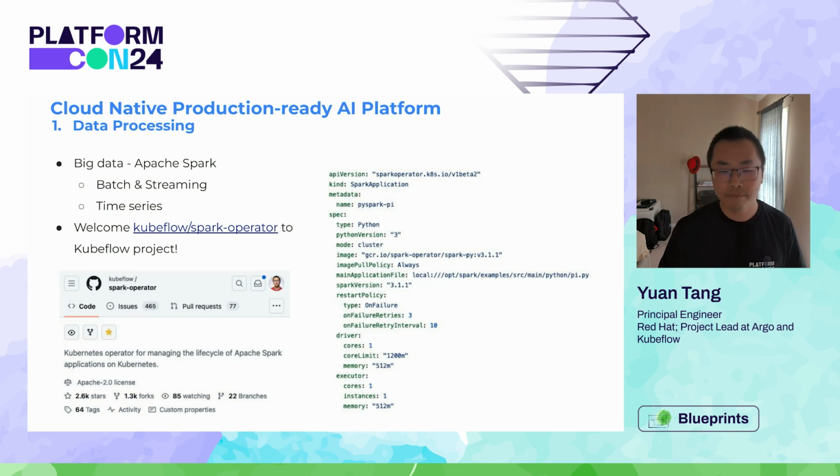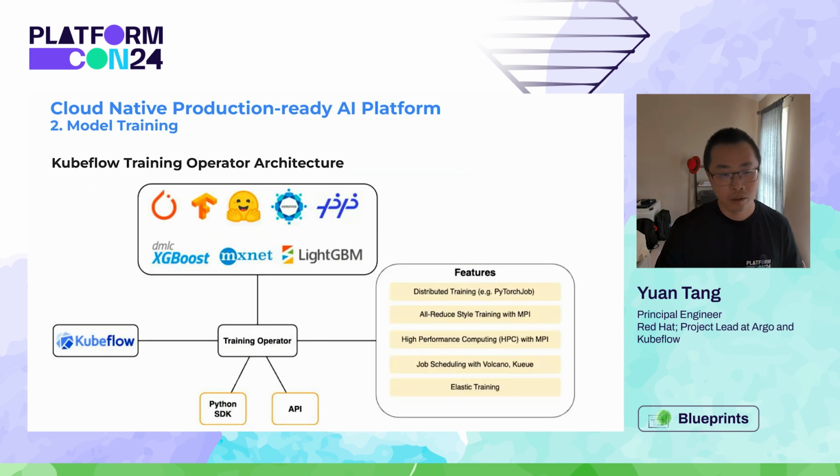On the right-hand side, you can see a simple YAML specification that defines a distributed Spark application that can be submitted easily to the Kubernetes cluster via the Spark operator. Kubeflow training operator is one of the core components of Kubeflow, and it supports submitting distributed model training jobs to Kubernetes using different machine learning frameworks like XGBoost, TensorFlow, and PyTorch, and it has both Python SDK and APIs.